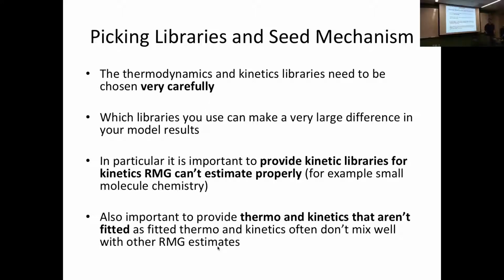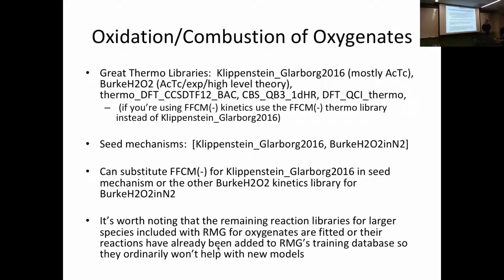So I went through and compiled, for different applications, what our best libraries are. I work mostly on oxygenate combustion, and so these are my most recommended thermo libraries. Klippenstein-Glarborg 2016 is really good. It's mostly Active Thermochemical Tables, which is like the gold standard right now. Burke H2O2 is quite good. And then these are our calculation libraries of coupled cluster, CBS-QB3 and QCI calculations. FFCM is another good C1 chemistry library, and you could use that, but only if you're using the FFCM kinetics, because I'm pretty sure it's fitted a little bit.